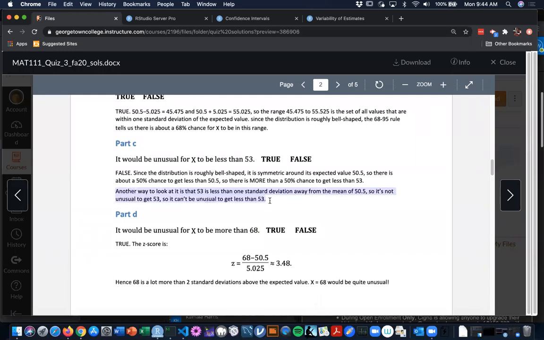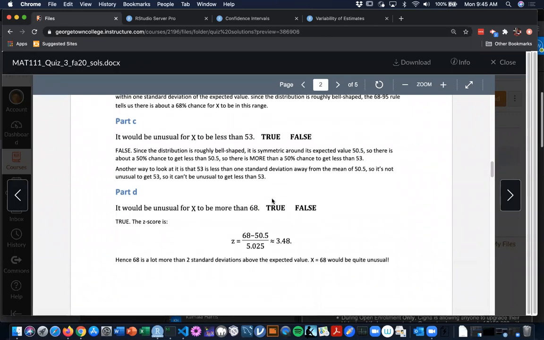Another way to look at it is that 53 is less than 1 standard deviation away from 50.5. And remember, if you're within 2 standard deviations of your expected value, you're not an unusual value. So it's not unusual to get 53, and surely it's not unusual to get less than 53, because there's a lot more possibility in there for less than 53.